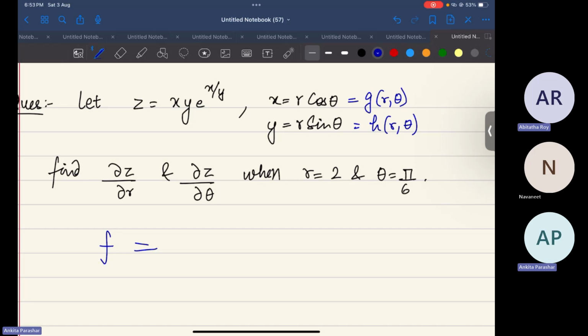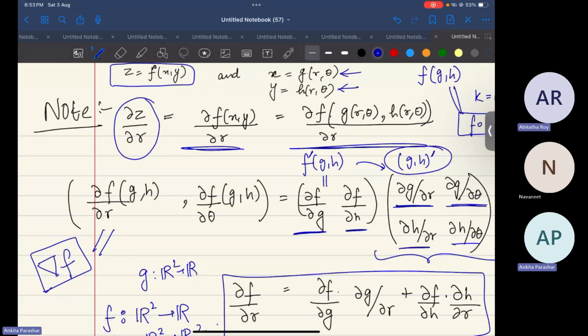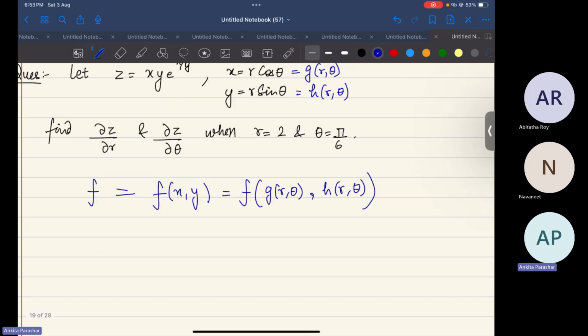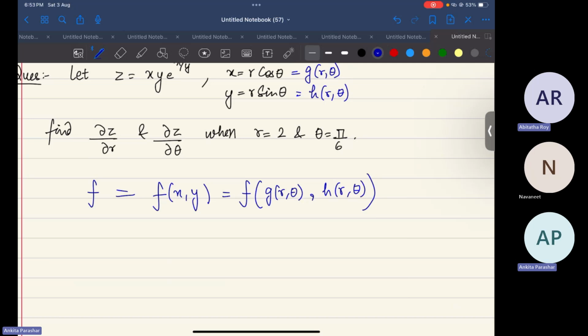Yeah, the function f would be like inside f, we will have functions g and h. So the way we have written is like this: f of x comma y is the same as f of g(r, theta) comma h(r, theta). It should be okay, I guess. So then it is f composed with (g, h) of r, theta.